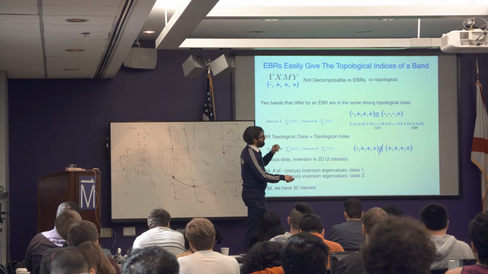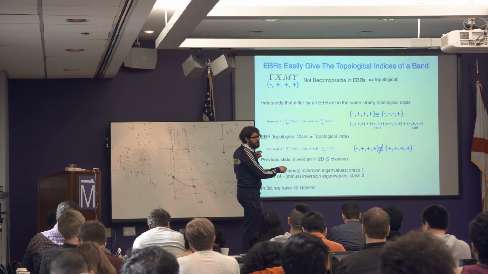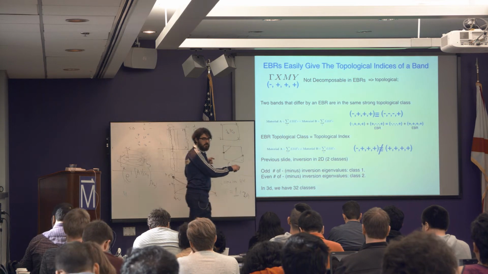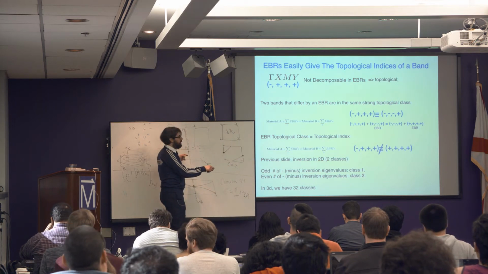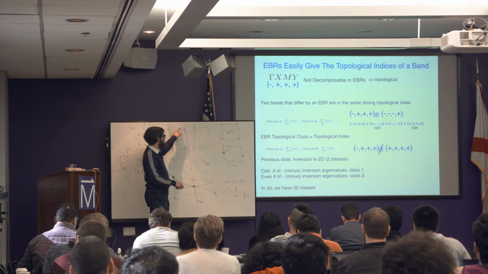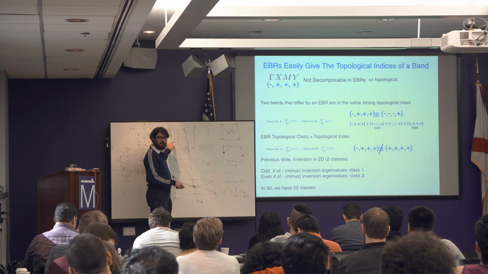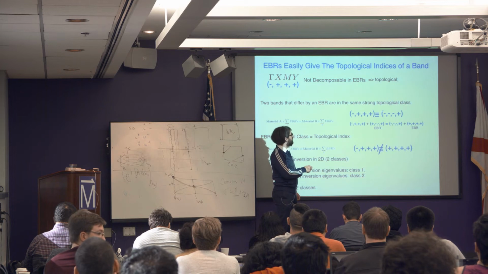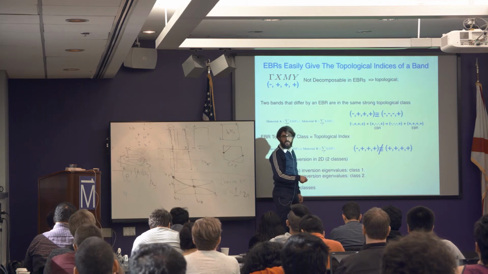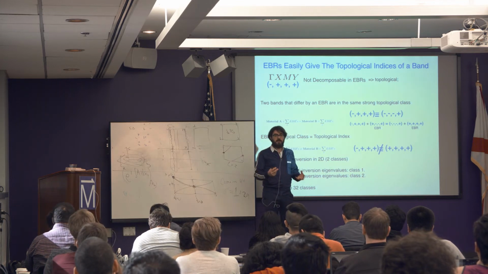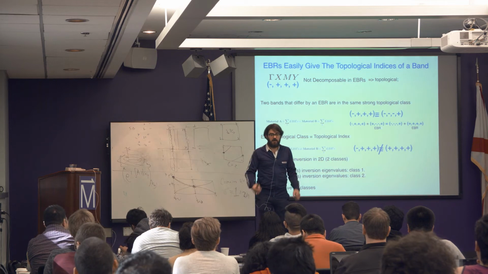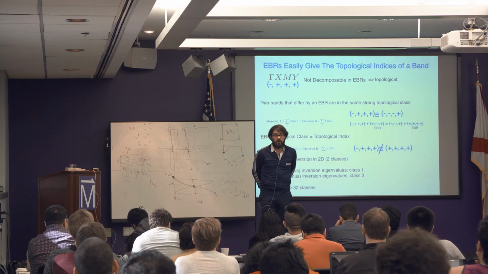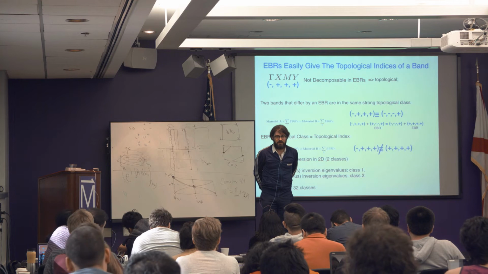So for example, these are the eigenvalues at high symmetry points of this band: plus, minus, plus, minus, plus, plus, plus. And I'm giving you another band, which has eigenvalues minus, minus, minus, plus. And I'm asking, are these bands the same in terms of eigenvalues? Are they in the same topological class in terms of eigenvalues?